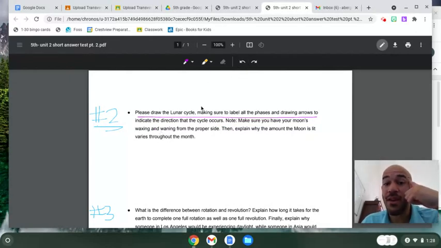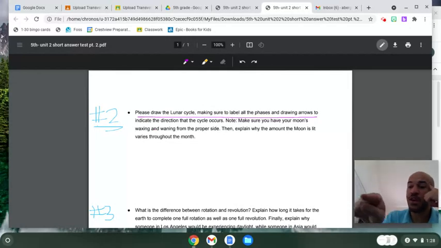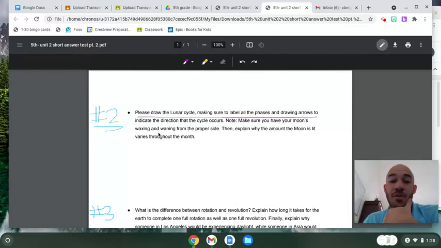Step 1, draw the lunar cycle. Include and label all the phases and draw arrows that show me which phase would come next. Make sure you have your moons waxing and waning from the proper side. You should know what side of the moon it gets bigger and darker from. It has to be labeled and indicated on the right side. If you have the moon waxing or waning from the wrong side, you're going to lose some points.